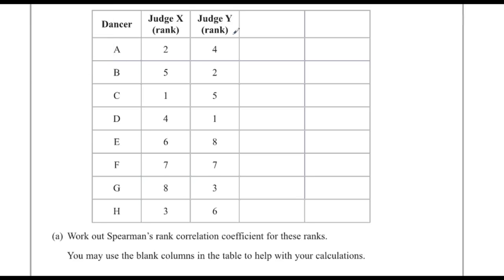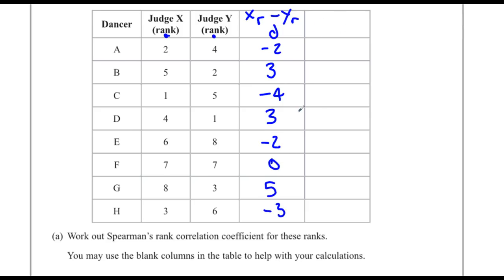But what we need to do now is find d, which is the difference between the ranks. So we can call the rank of judge X, XR, and the rank of judge Y, YR. So effectively we're doing this column minus this column. 2 minus 4 is minus 2, 5 minus 2 is 3, 1 minus 5 is minus 4, 4 minus 1 is 3, 6 minus 8 is minus 2, 7 minus 7 is 0, 8 minus 3 is 5, 3 minus 6 is negative 3.